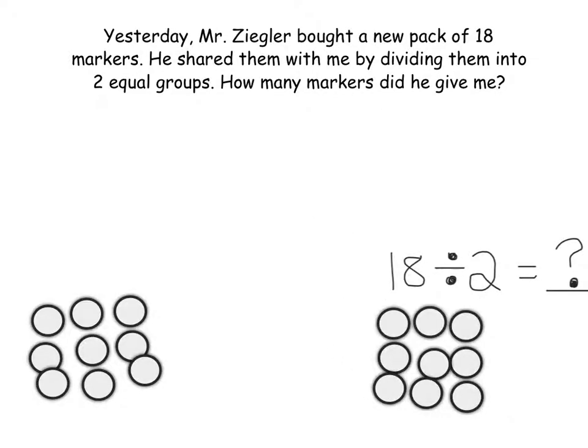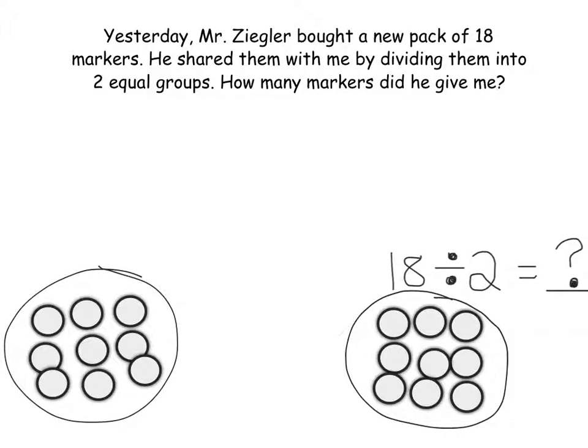How many counters do I have in this group now? 1, 2, 3, 4, 5, 6, 7, 8, 9. There are 9 counters or 9 markers in each group, which means 18 divided by 2, I now know my unknown. My unknown would be 9. That's the size of each group. There are 9 markers or 9 counters in each group now.